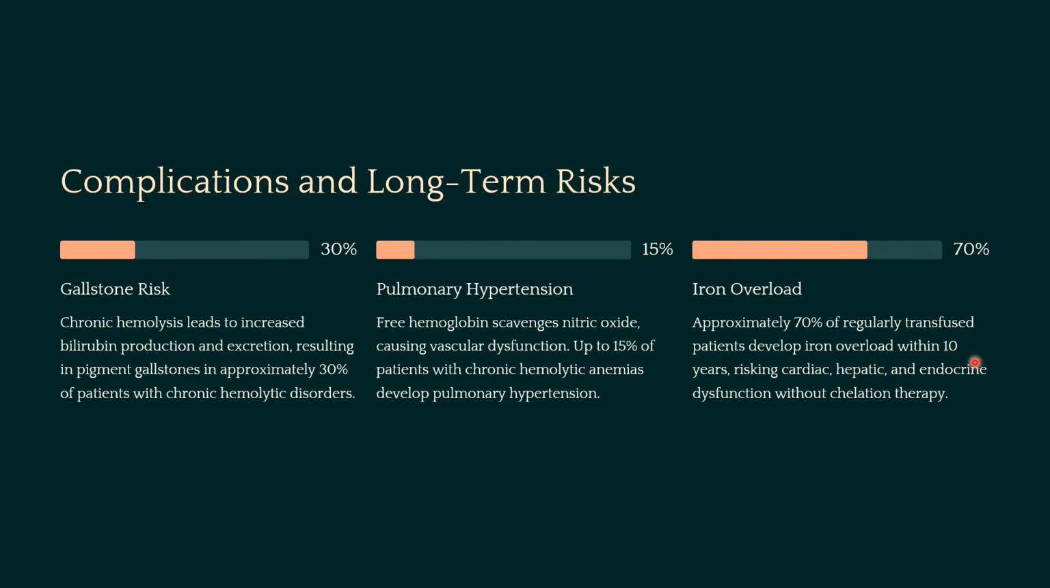Approximately 70% of regularly transfused patients, remember this, meaning the people who have undergone blood transfusion for hemolytic anemia, develop iron overload within 10 years, risking cardiac, hepatic and endocrine dysfunction without chelation therapy. When there is iron overload, the cardiovascular system, the liver and the endocrine system will get gradually damaged. This problem occurs within 10 years of regular transfusion therapy. But if there is only occasional transfusion for the hemolytic anemia, maybe there is not so much of a problem. It may not be 70%, it might be 35 to 40%.